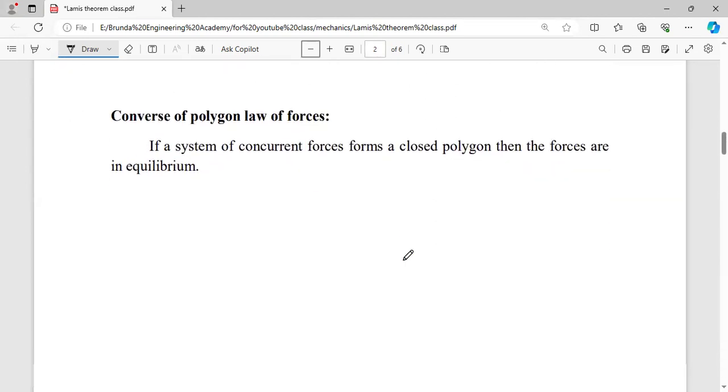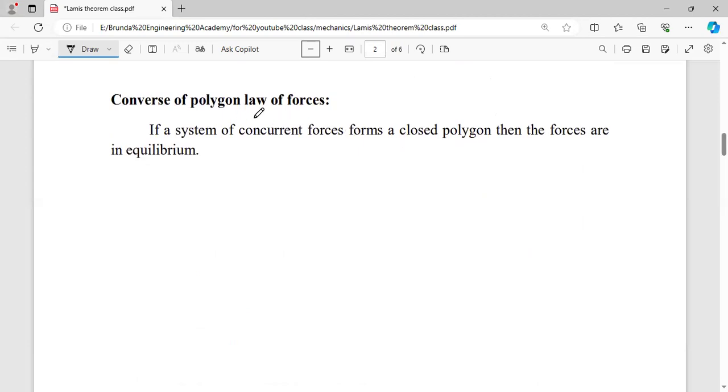Next, coming to the converse of the polygon law of forces. What is the statement? If a system of concurrent forces forms a closed polygon, then the forces are in equilibrium.